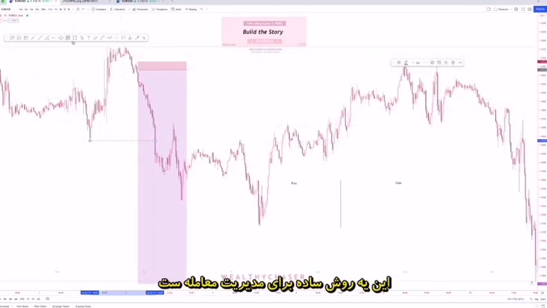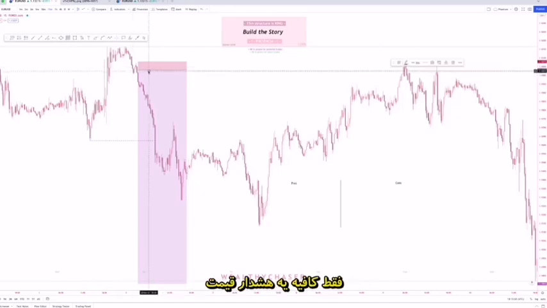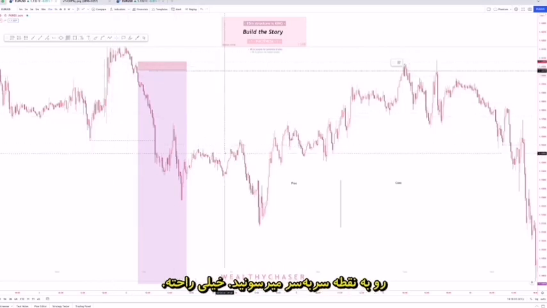This is a very easy way of managing your trade. The only thing you have to do is set a price alert here. So the moment it breaks the structure, you go to either your MetaTrader on your phone or on your desktop and you move your stop loss to break even. So it's quite easy to do.